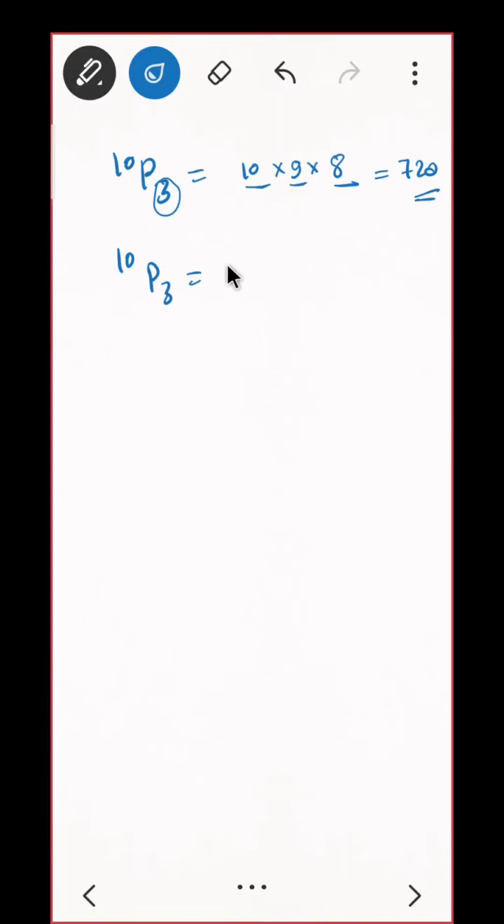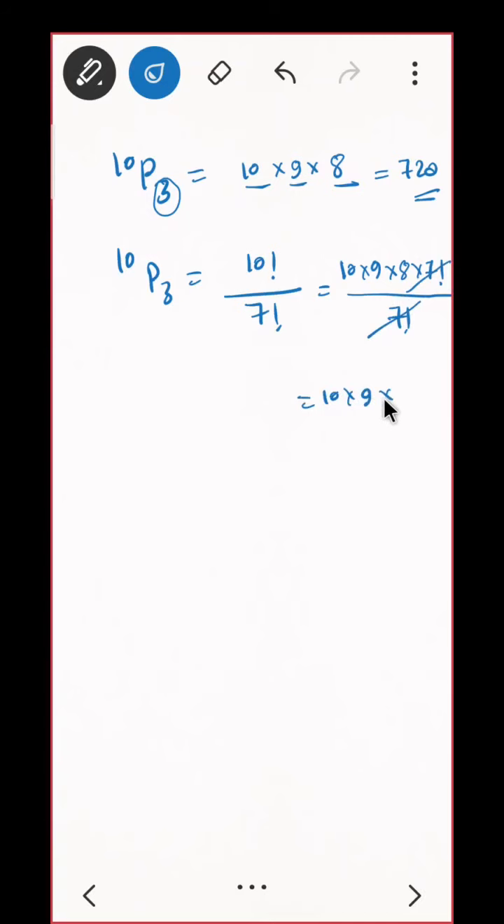What is the formula? n factorial upon (n minus r) factorial, that you already know. Which one do you have to reduce? Which is the smaller number, 7 or 10? 7, right. So you have to reduce 10 factorial up to 7 factorial, that is 10 into 9 into 8 into 7 factorial divided by 7 factorial. We have done such questions. This is cancelled. You are having 10 into 9 into 8. Do you agree? Good.